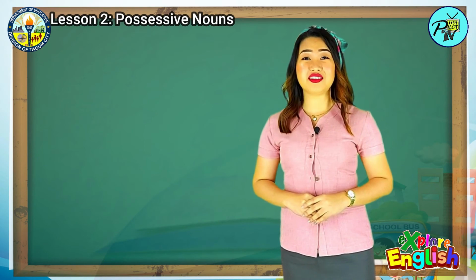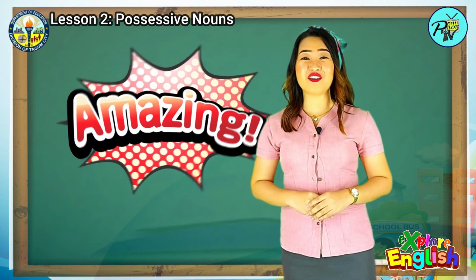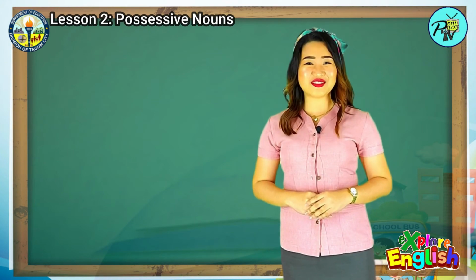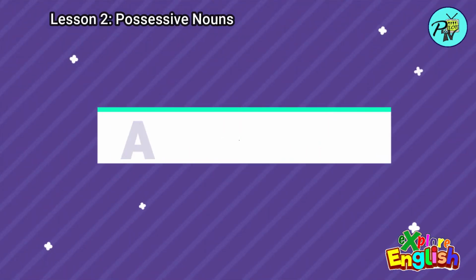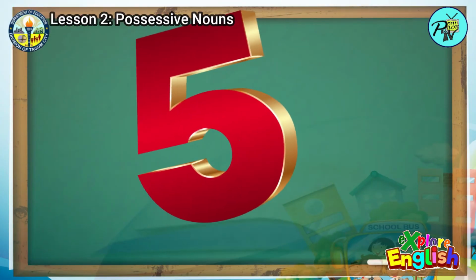Were you able to give your own examples? Amazing! Now you are very much ready for our next activity. This activity is multiple choice. Choose the letter of the best answer. You have 5 seconds to answer.